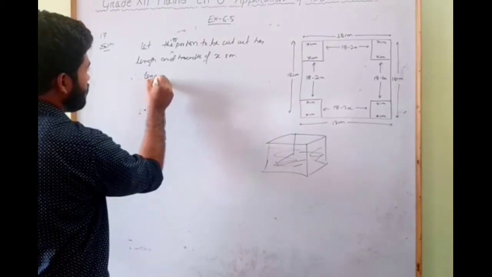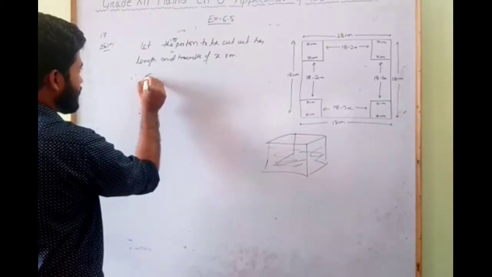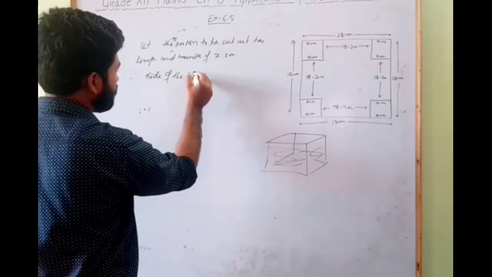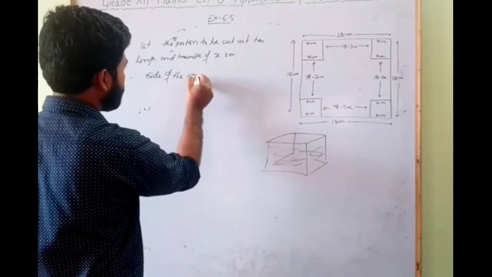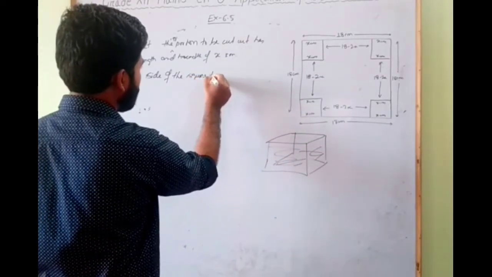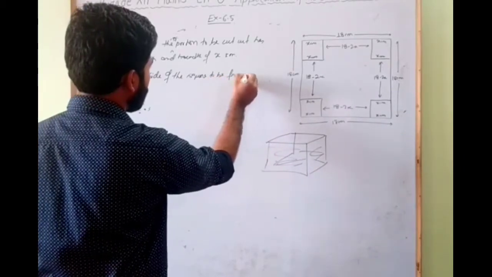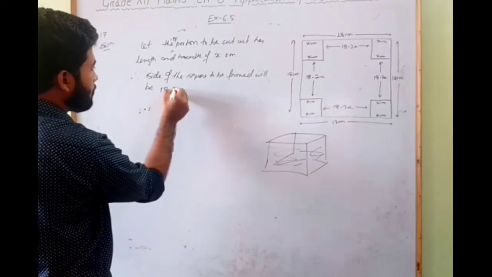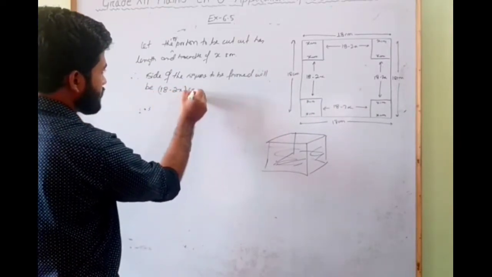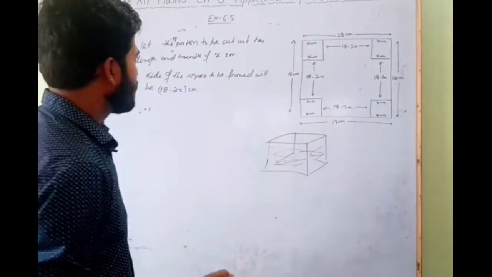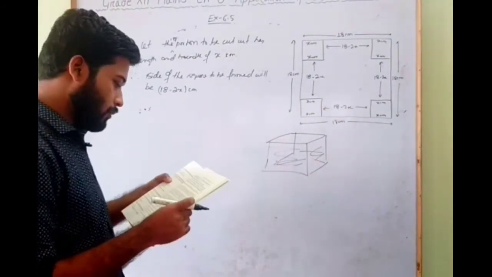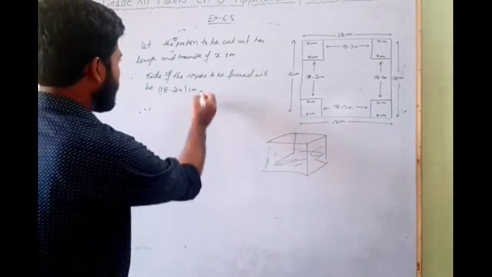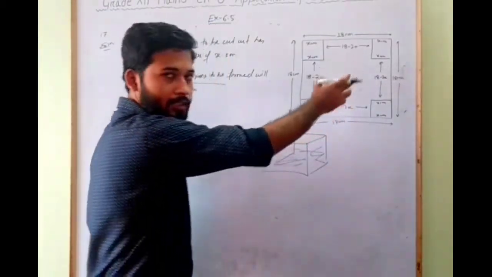Therefore, the side of the square base of the box to be formed will be 18 minus twice x centimeter. Now the question is, what should be the side of the square to be cut out so that the volume of the box is maximum possible? Now here we are talking about this box, and we need to maximize its volume.